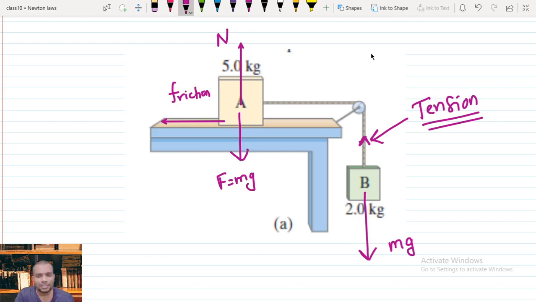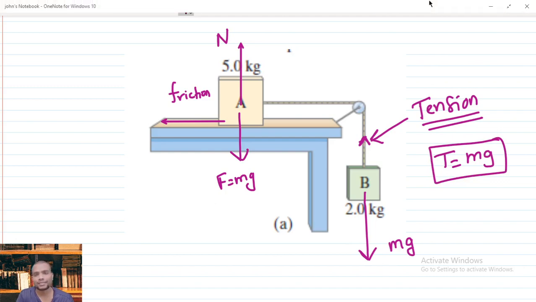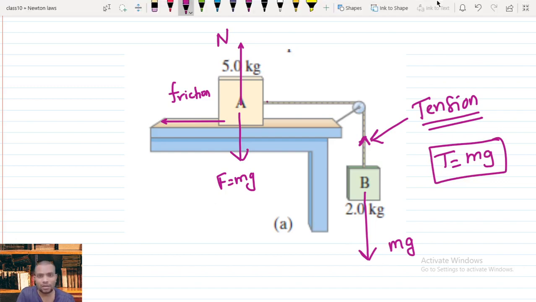Here, since the block is at rest, we can make tension equal to mg, because these two forces are equal but tension is acting in the opposite direction. In the same case here also, since the block is at rest, the normal reaction force balances the weight and the friction force should balance the tension in the string. Then only the object will be at rest, since all forces should be balanced.